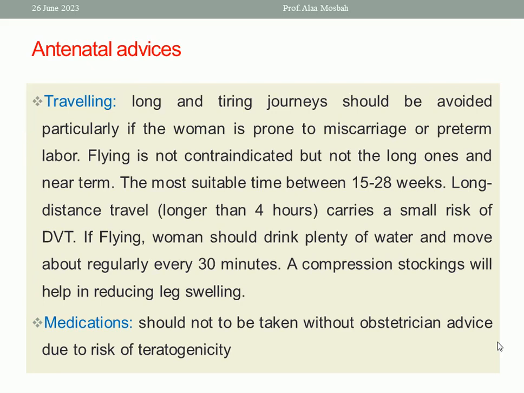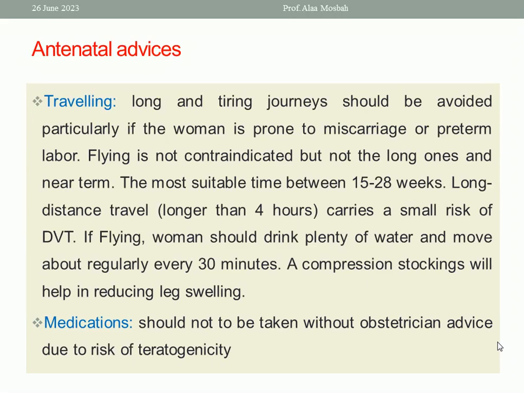Flying is not contraindicated, but not the long ones and not near term. The most suitable time for flying, a very common question from the pregnant lady, is at gestational age 15 to 28 weeks. So in the mid trimester, this is the best time, not early during the first trimester and not too late during the last 2 months.